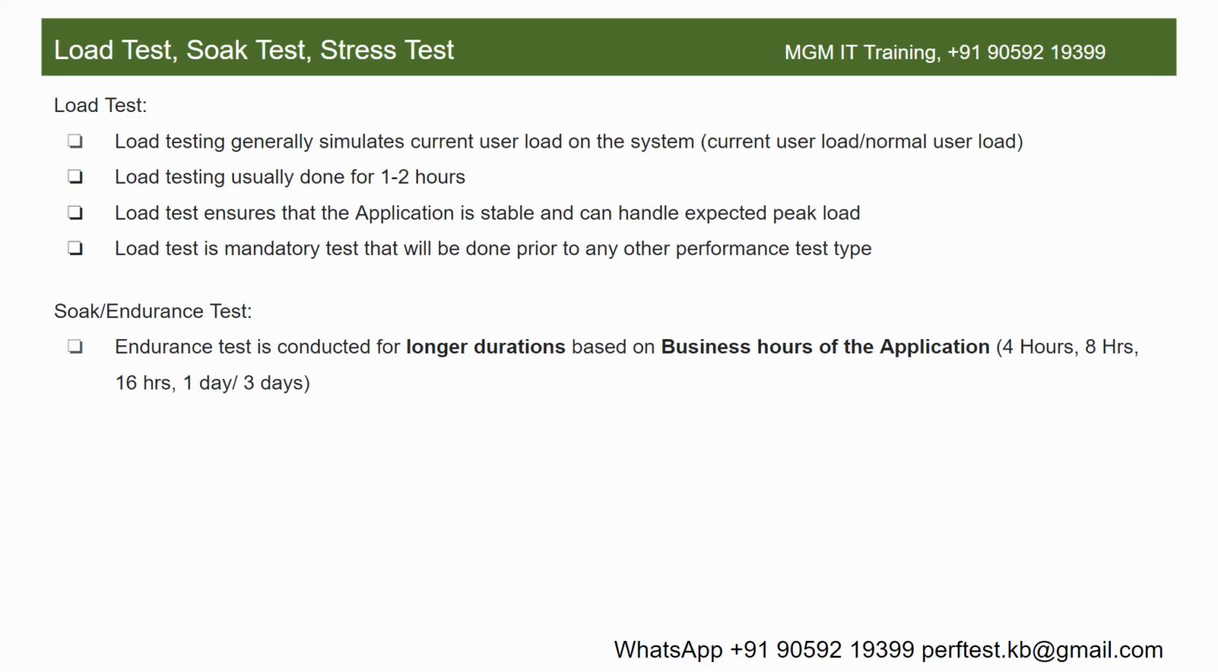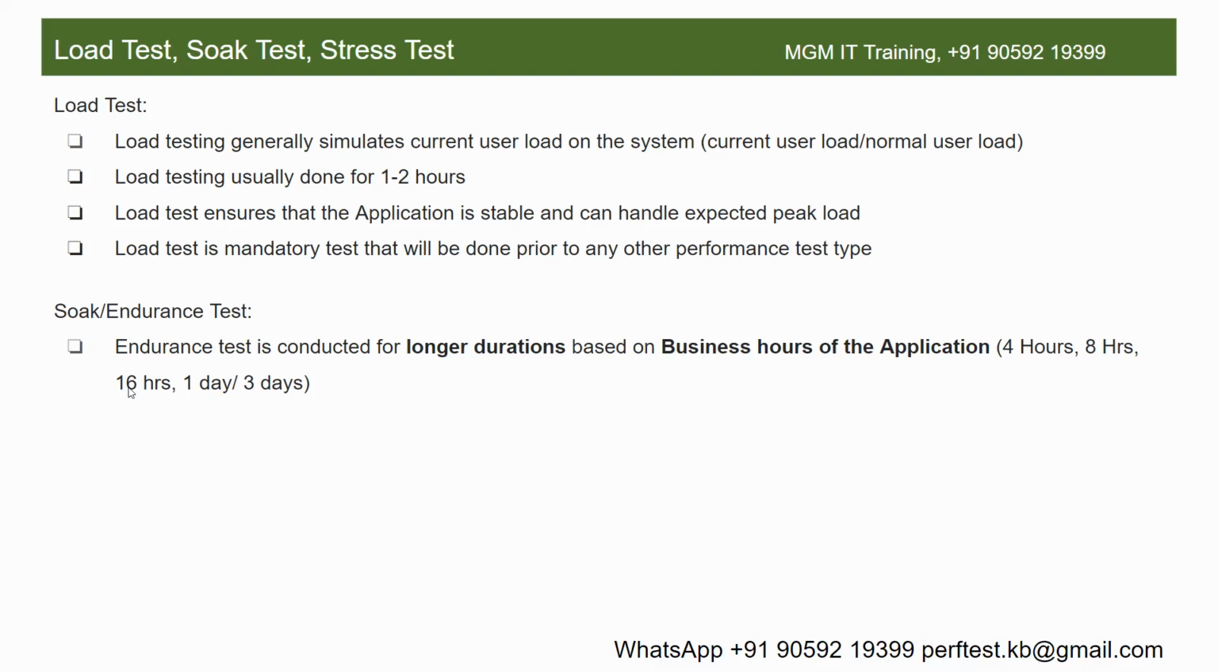Yeah, working hours. So based on the business hours or working hours of the application, we decide how much time we have to run the soak test. And if you observe, I mentioned 1 day or 3 days. So when is that possible? When is 16 hours or 18 hours of business hours possible?